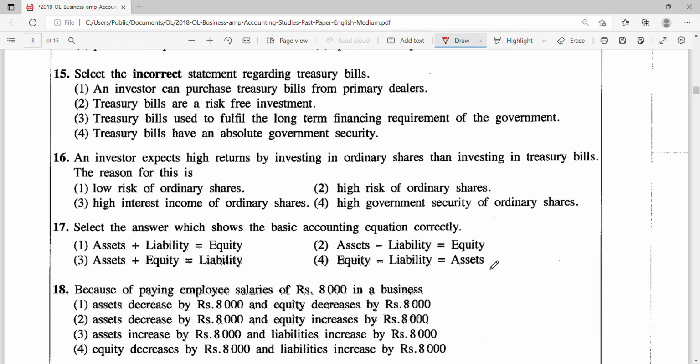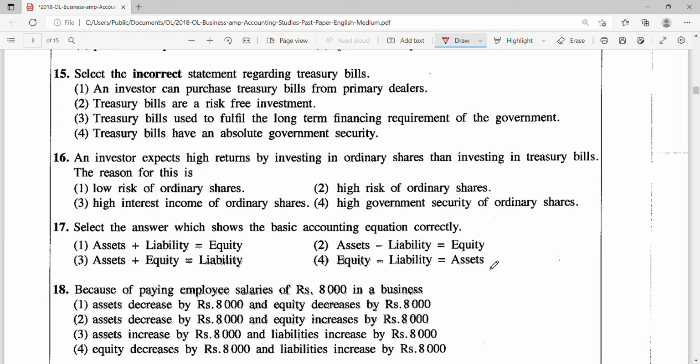Question 15. Select the incorrect statement regarding treasury bills. Now they want you to find the wrong statement. First one, an investor can purchase treasury bills from primary dealers. Yes, that's correct. Investor can buy treasury bills from primary dealers. Second one, treasury bills are a risk-free investment. Correct. That's also a correct statement.